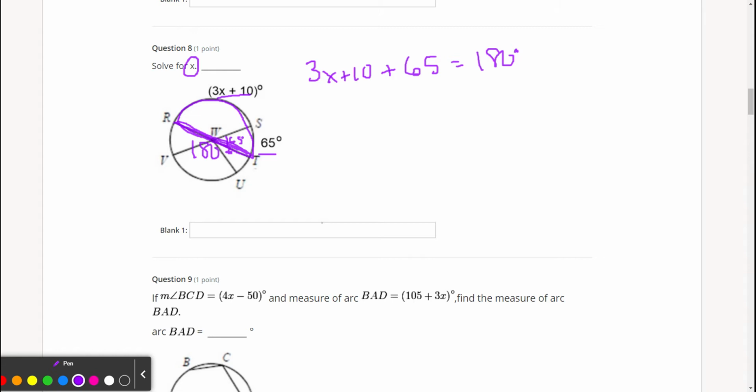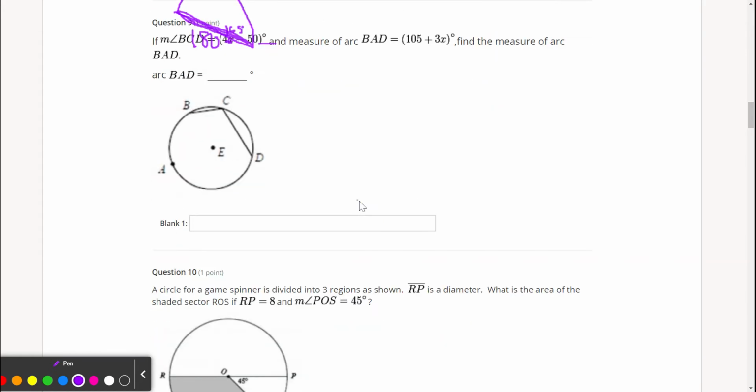Question number 9 goes back to an inscribed angle. So remember, central angles are equal. Inscribed angles, there's a big and a small. So angle BCD is that purple angle. And arc BAD is this arc. So how are the purple angle and the red arc related?